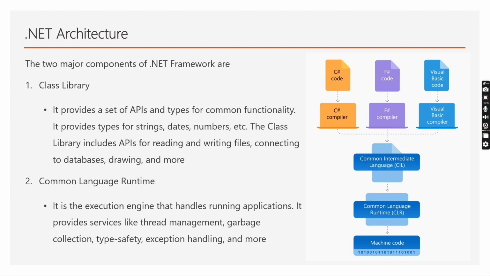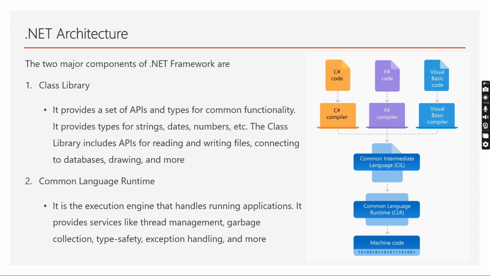What is the class library? It provides a set of APIs and types for common functionality. It provides types for strings, dates, numbers, etc. The class library includes APIs for reading and writing files, connecting to a database, drawing and more. It is basically the API that we use for reading and writing files, connecting to the database, and things like that.